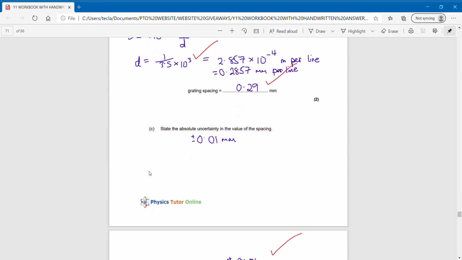C. State the absolute uncertainty of the value of the spacing. So it's an uncertainty in this final digit, 9, of plus or minus 0.01 millimetres.